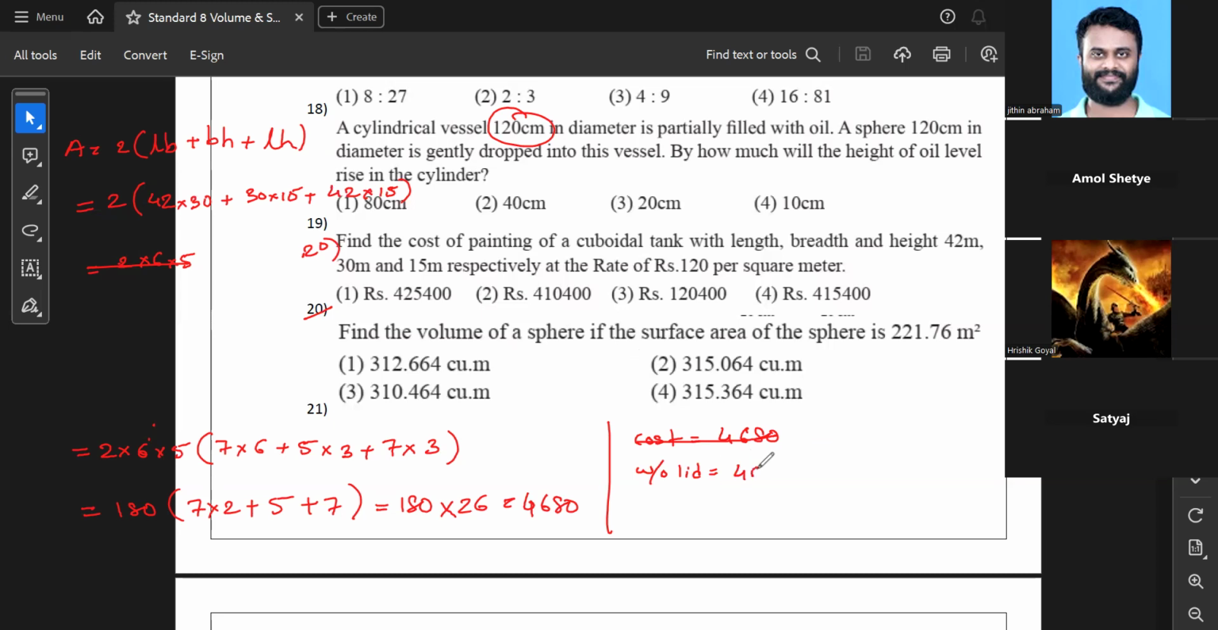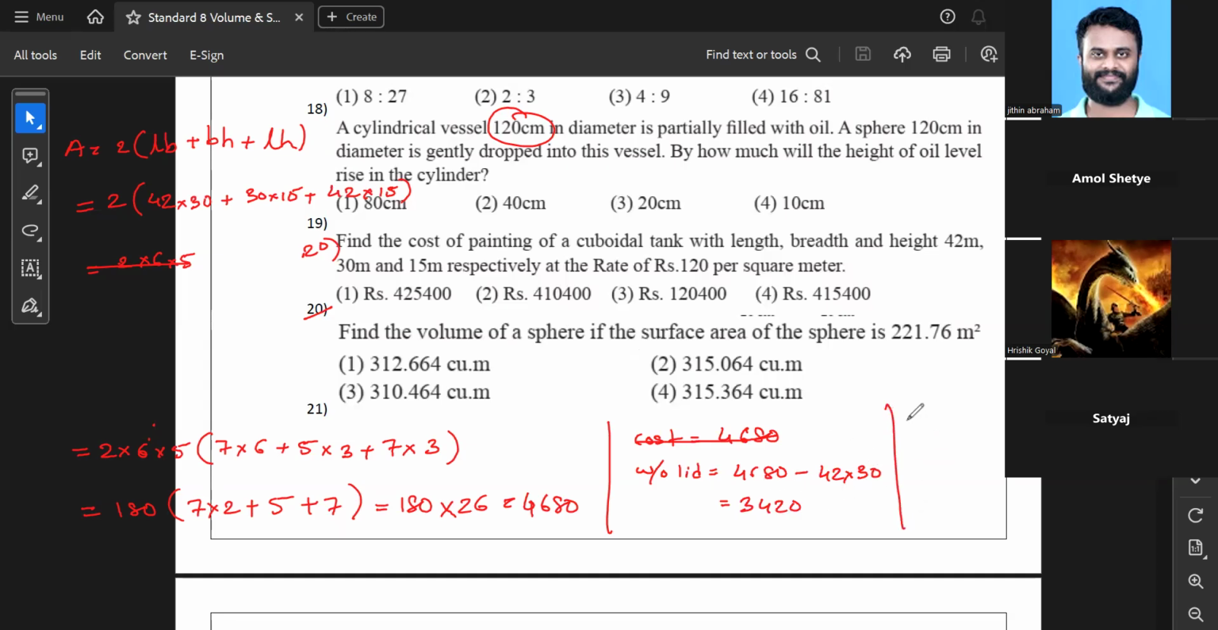Without lid, that will be 4680 minus 42 into 30. 42 into 30 is 1260, correct. 4680 से subtract करेंगे तो I'll be left with 3420. Yeah, without lid it comes as 410400. So it is without lid.